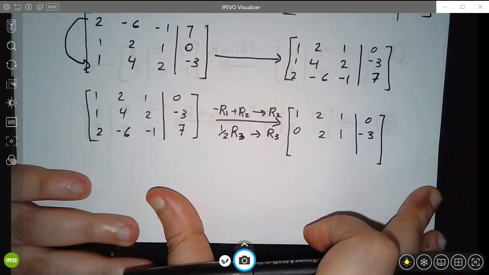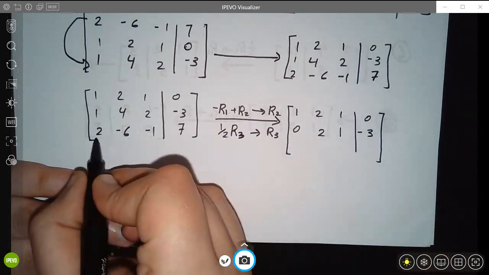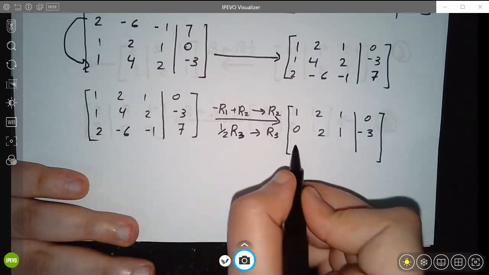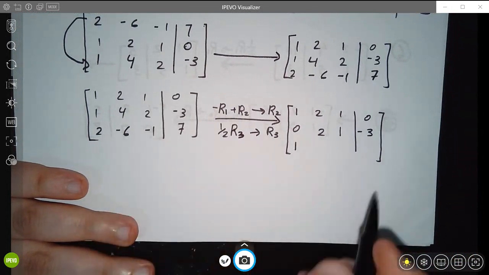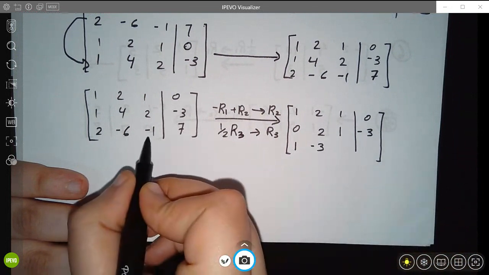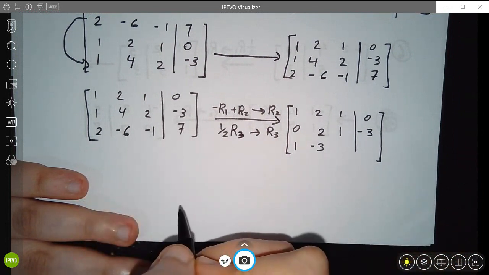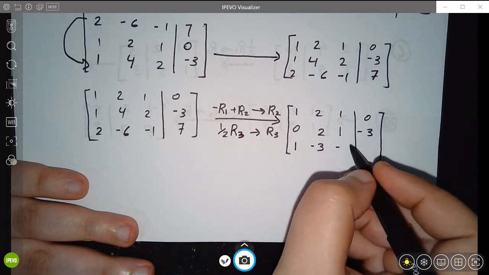Half it. Okay. So over here we have 2 divided by 2 is 1. Negative 6 divided by 2 is going to be negative 3. And negative 1 divided by 2 is negative 1/2. Right?